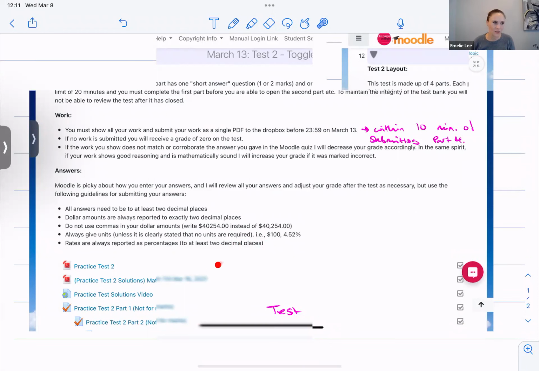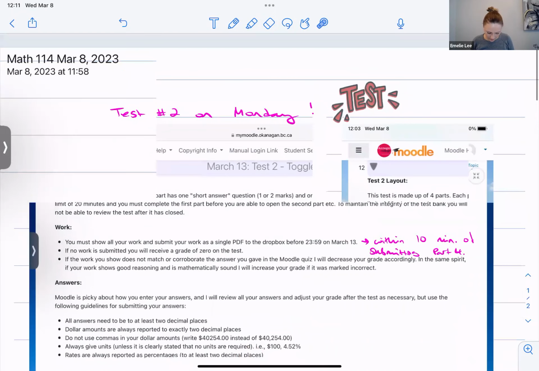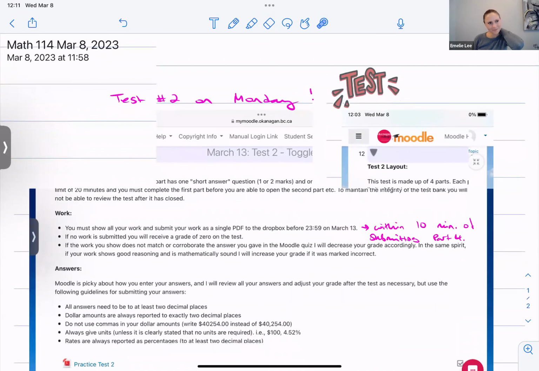Now it's got this weird, kind of fuzzy thing going on, but hopefully it sorts itself out. Okay. Looks weird. All right.